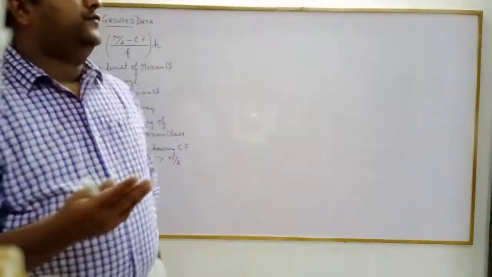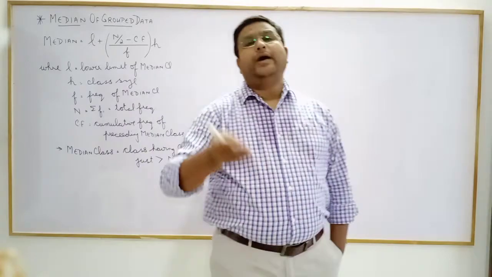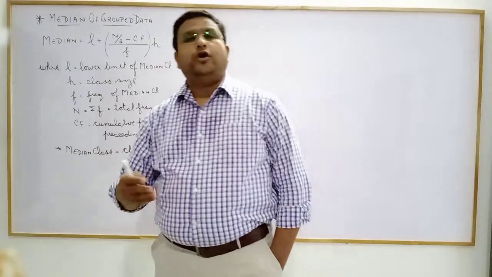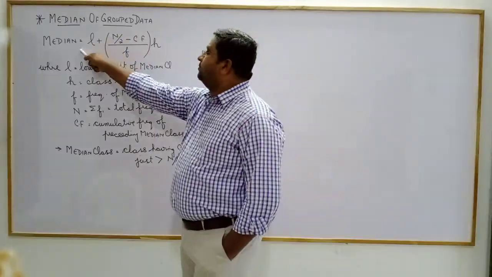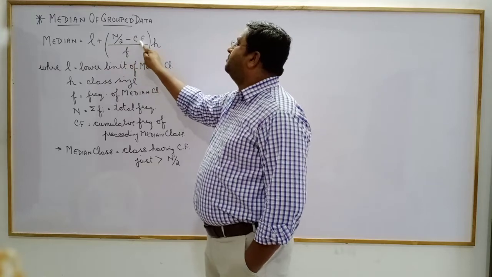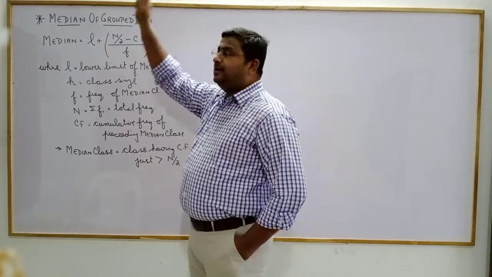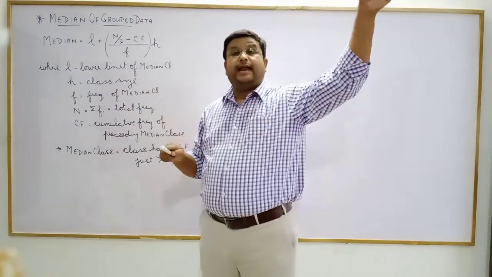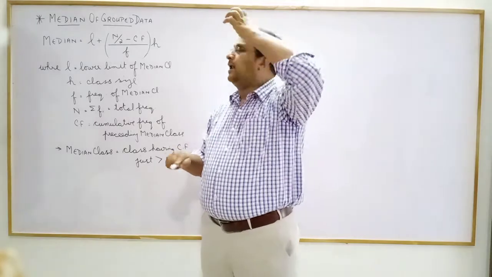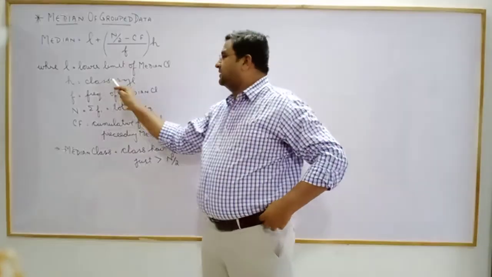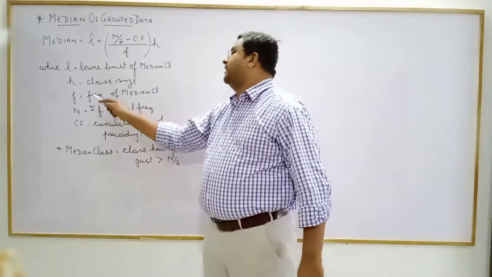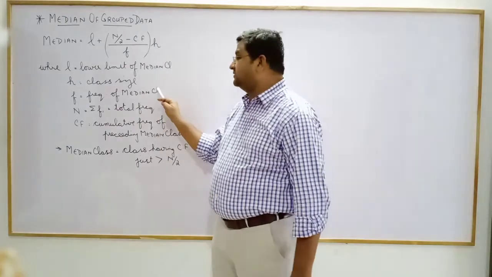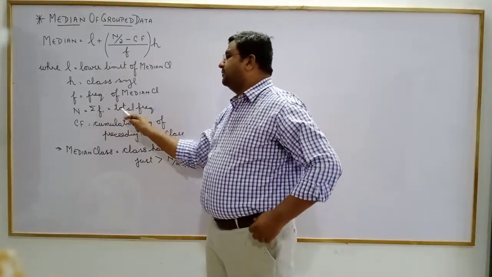Now here, the median of grouped data is already in ascending or descending form because it is in groups. Now we come down to the method. The median formula: median is equal to L plus (n by 2 minus CF) upon f, into h. L was there also in mode, there it was the lower limit of the modal class; here it is the lower limit of the median class. h is the class size, upper limit minus lower limit. f is the frequency of the median class. Again you can see everything is depending on the median class. n is the total frequency, sigma fi.